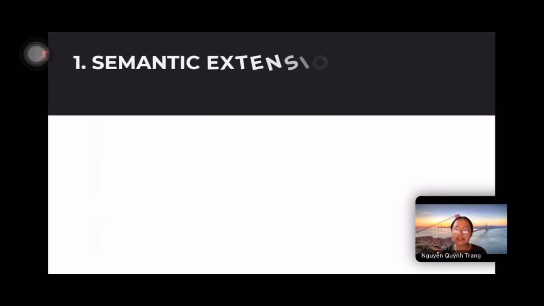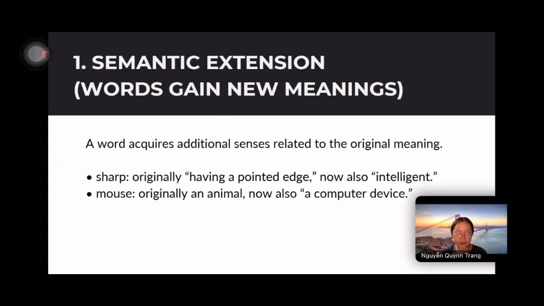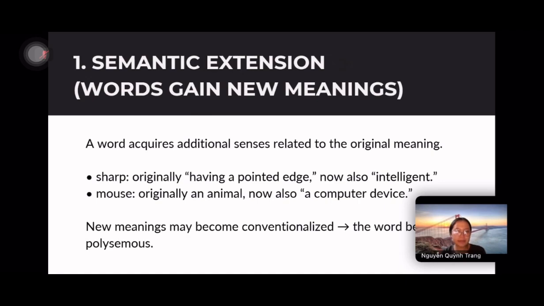First is semantic extension. A word acquires an additional sense related to the original meaning. For example, the word sharp originally meant having a pointed edge, but now it also means intelligent. Mouse, originally an animal, but now also means a computer device. After its meaning expands, a word becomes a word with many meanings.